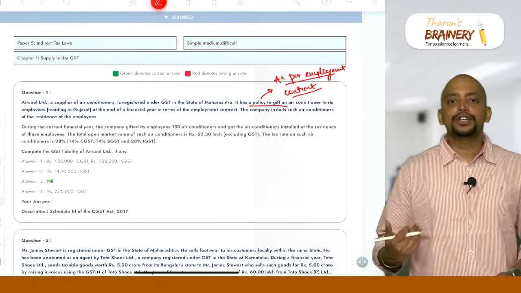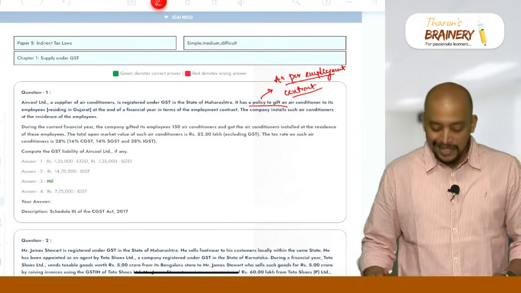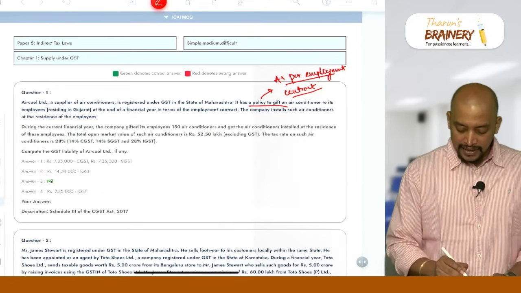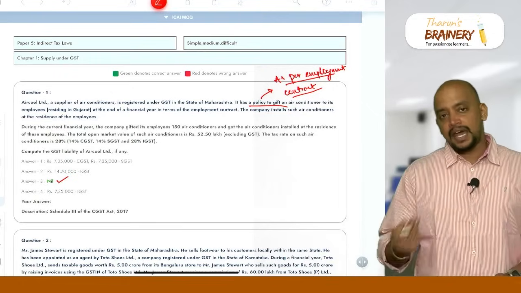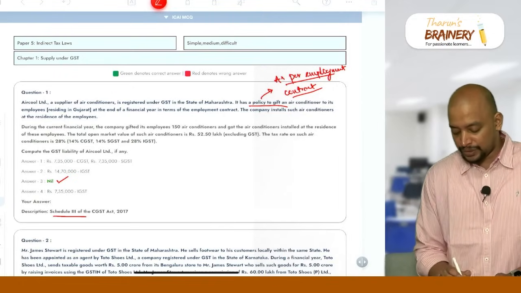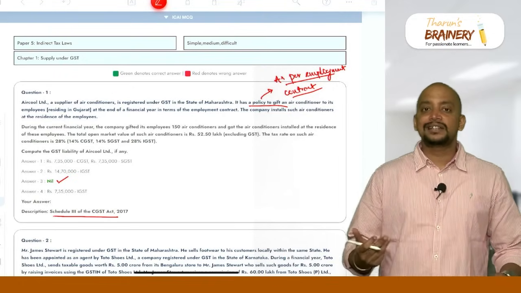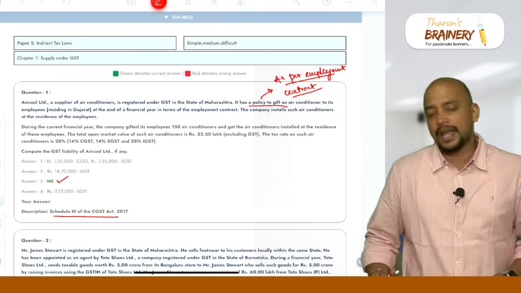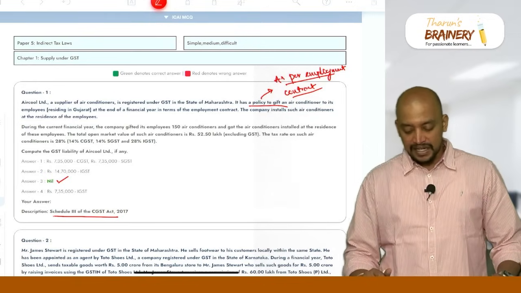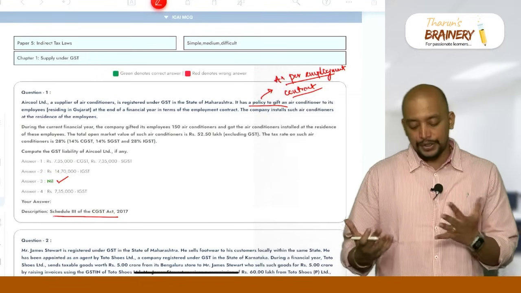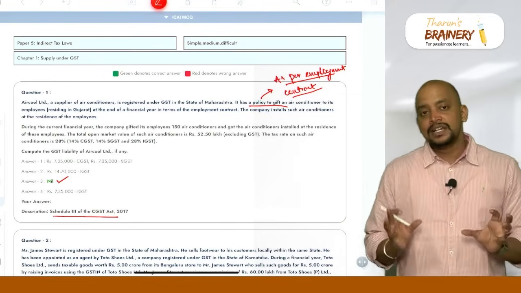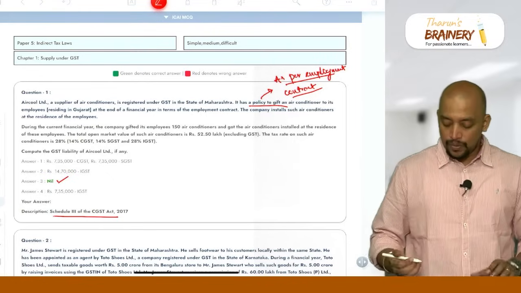Because employee to employer in the course of employment is excluded from supply, the answer is nil. And they have given the answer as Schedule 3 of the CGST Act, that is, employee to employer in the course of employment is the reference that is given. Suppose this line is not given, and you are not taking it as per employment contract, if this policy is not given in the question, then what would we have taken?